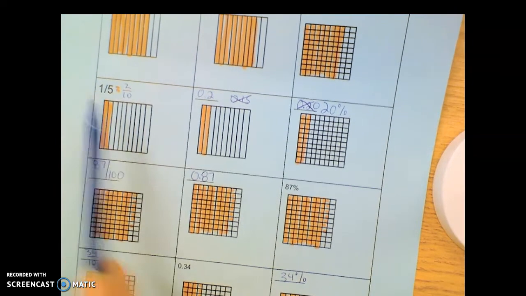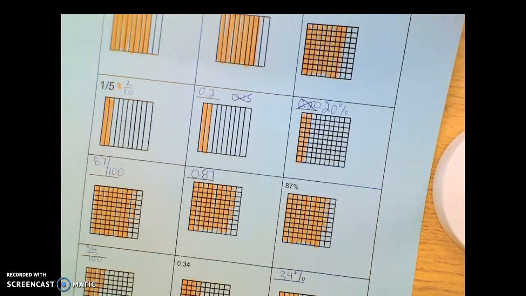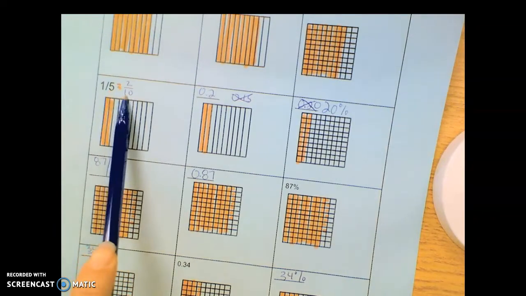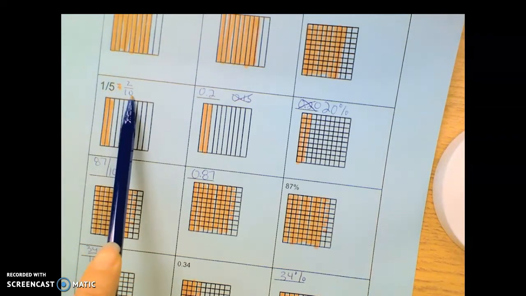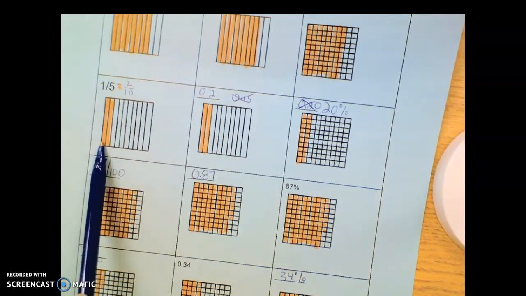1/5 is not user-friendly for decimals. Decimals don't talk fifths or eighths or 15ths or 20ths. The only thing decimals understand is tenths, hundredths, thousandths. So in order to make it decimal friendly, we need to make it out of tenths. 5 to 10, that's two groups of 5 to get us 10, so we need two groups of 1. So then we have the 2/10 here.